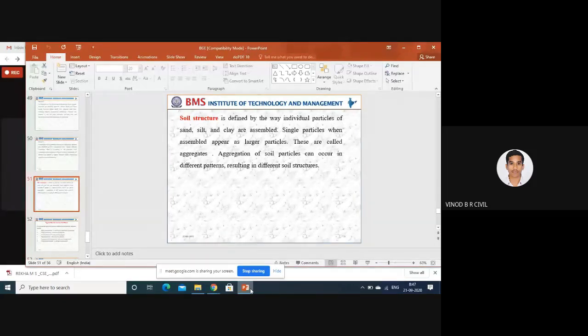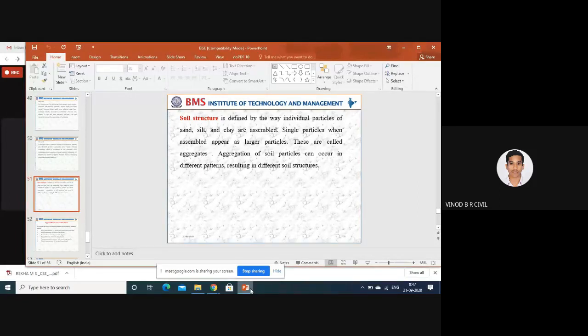As we know, you conducted some experiments related to aggregates during your third semester. The aggregate retained above 4.75 mm, we call it coarse aggregate. And the material passing 4.75 mm, we call it fine aggregate.